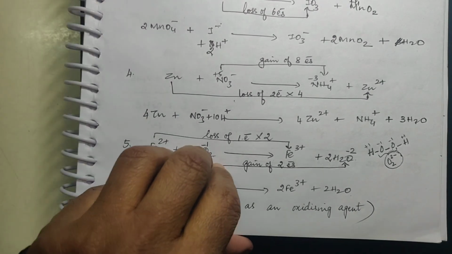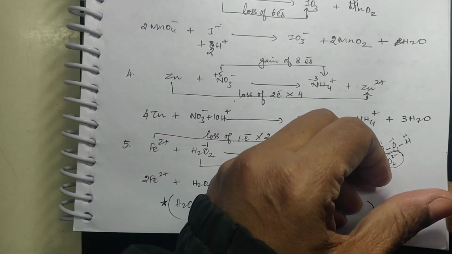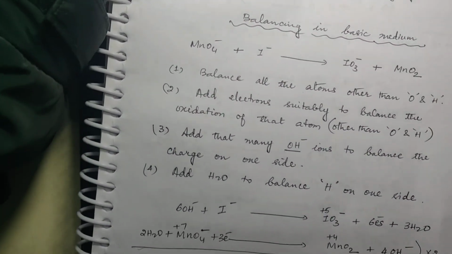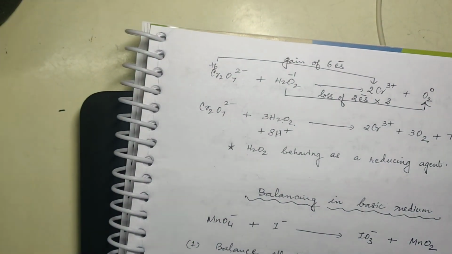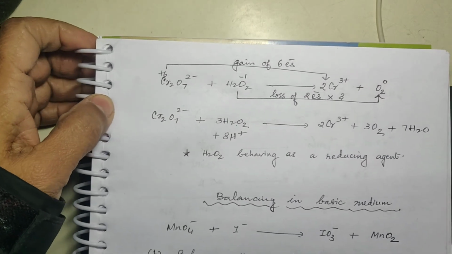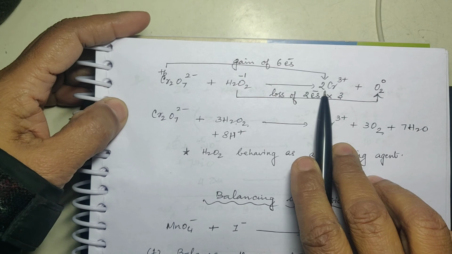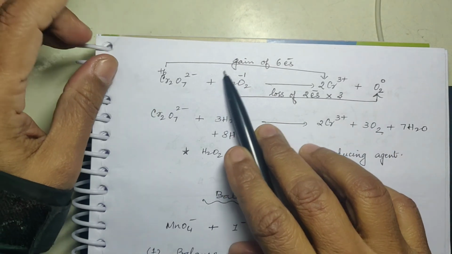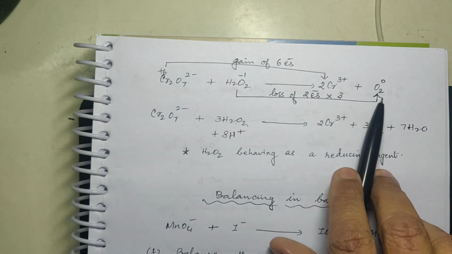Now I'll tell you one more where the same H2O2 is acting as a reducing agent. Let us see that. Look here. Cr2O7 2 minus plus H2O2 giving you 2Cr3 plus plus O2. Right? Now there H2O2 was converted to water. Here H2O2 is converted to O2.